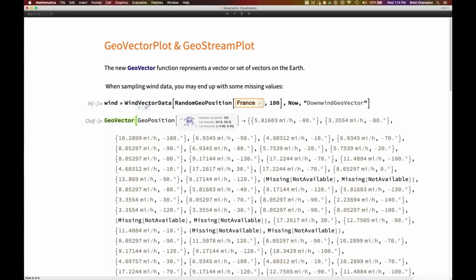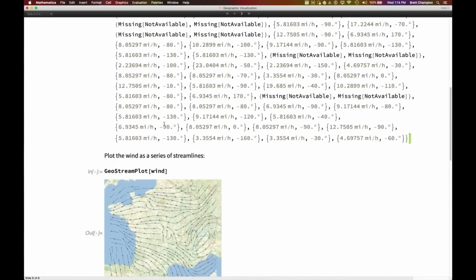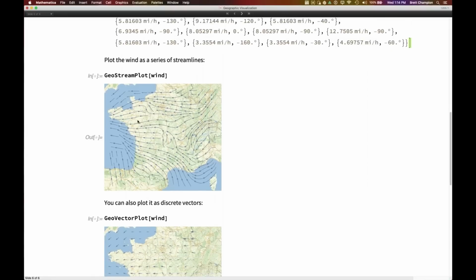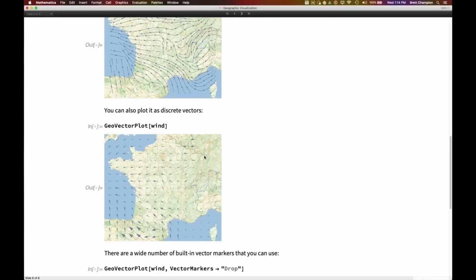This calculation takes a little bit of time, so I have it pre-evaluated. This was the other day, looking at what the wind is over France. Here we have GeoStreamPlot first, and it's interpreting all of these as a field and sampling that field, creating streamlines that follow the wind direction. This is a more continuous type of visualization. GeoVectorPlot is more discrete, where you have just a set of individual vectors showing what the directions are.